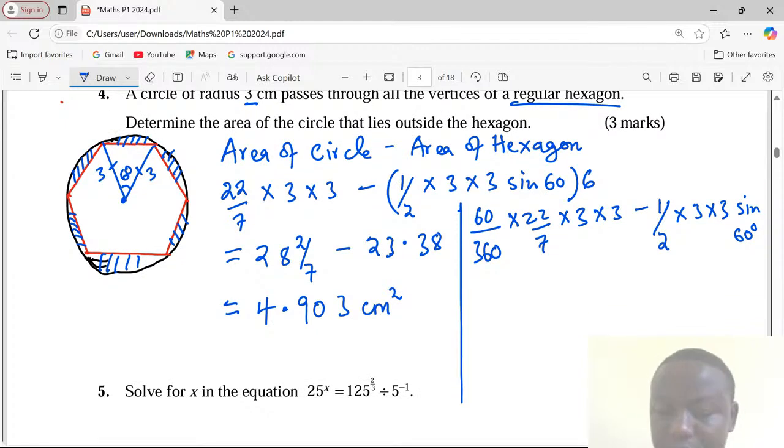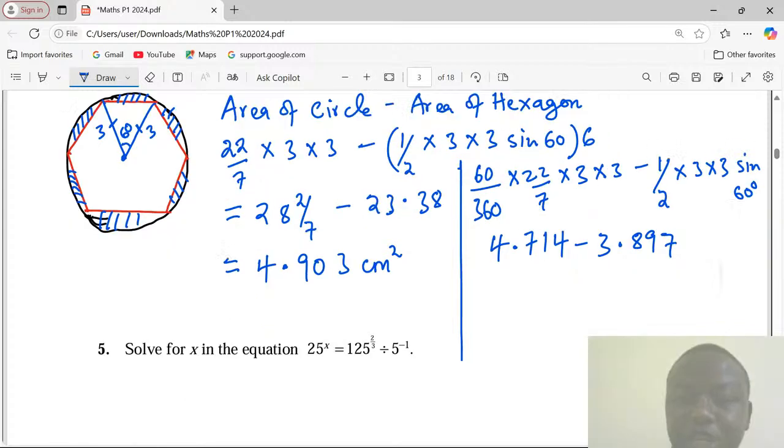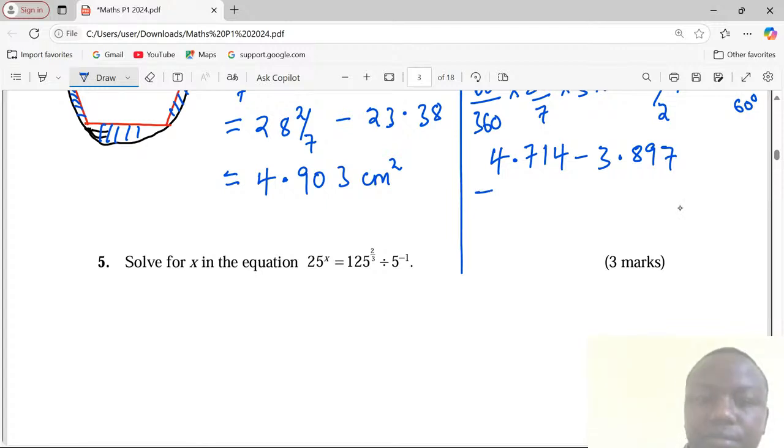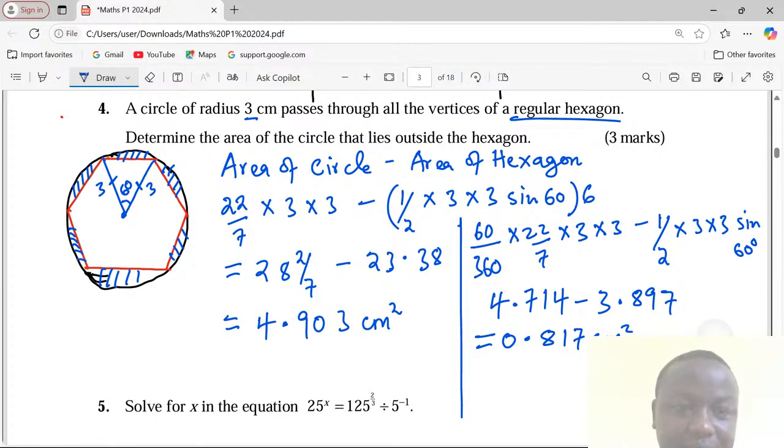So let's compute these values. We need 60 by 22 by 3 by 3, then we divide by 360 multiplied by 7. And this will give us 4.714. Then minus area of a triangle, 0.5 by 3 by 3, the sine of 60. This will be 3.897. So now we need to take 4.714 minus 3.897. This is going to give us exactly 0.817 square centimeters. But now this is area of one minor segment, where we have taken area of a sector minus area of the triangle inside that sector.